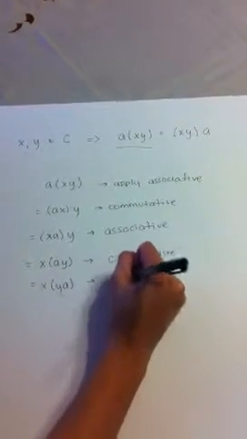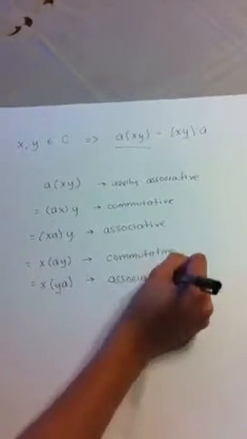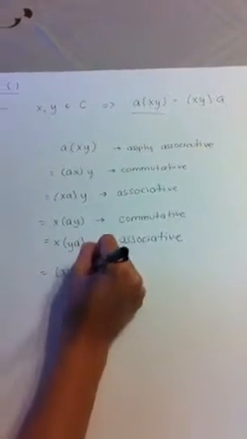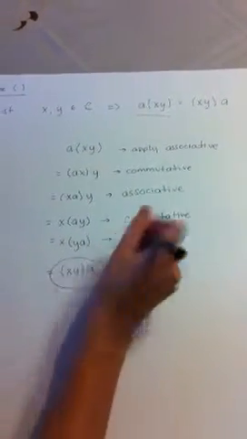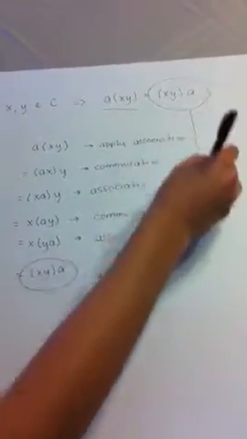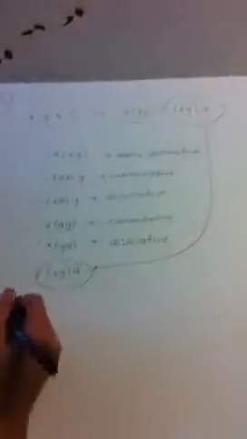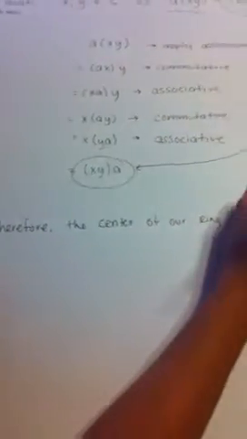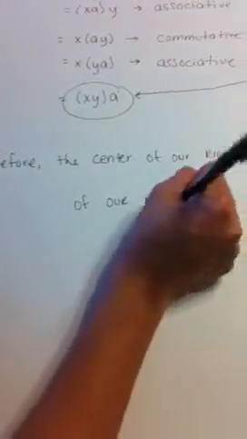Then we will again move on to our associative property, and we will end up with (XY)A, which is the same as our second, which was what we had to prove in order to prove closure under multiplication. Therefore, the center of our ring, which is C, is a subring of our ring R.